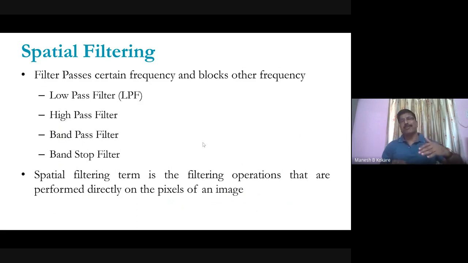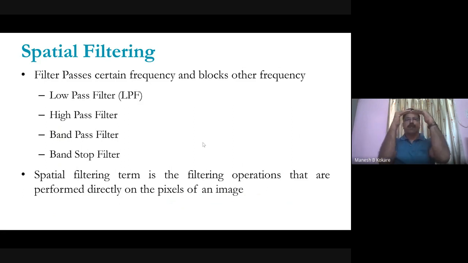For example, if you have designed a low pass filter with cutoff frequency equal to fc, from 0 to fc it will pass the frequencies, and above fc it will block them. So only frequencies from 0 to the cutoff frequency will be passed by the low pass filter. In the case of a high pass filter, from the cutoff frequency onward it will pass all those frequencies, and below the cutoff frequency it will block them. So that is called a high pass filter.